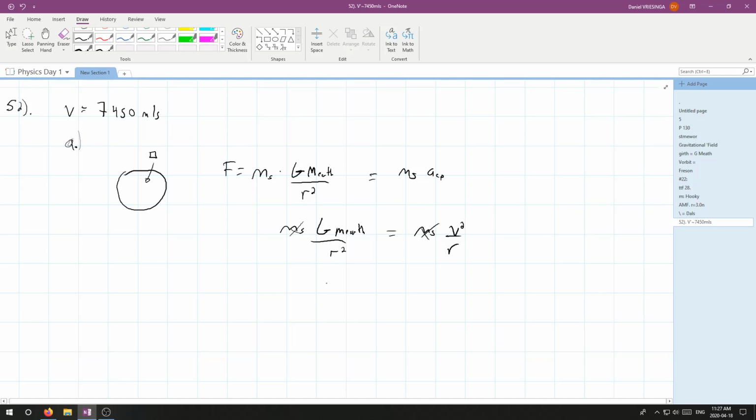And I have to solve for the radius, right? I have to solve for r. Is that what the question's asking? Let me just look at number 52. Yes. Calculate the altitude, which is essentially the r. So I guess I'll bring this r up here like that.